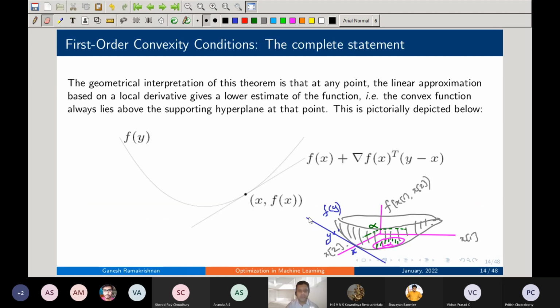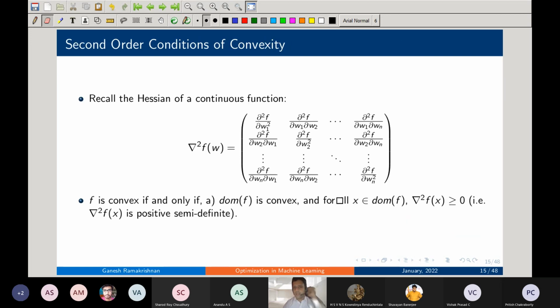If you are clear, then we'll move on to the second order definitions. Any questions at this point? I'll just take a pause. If there are none, then we'll move on to the second order definition.